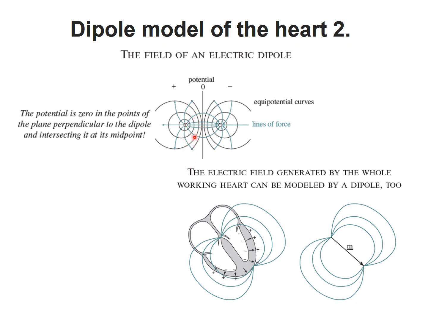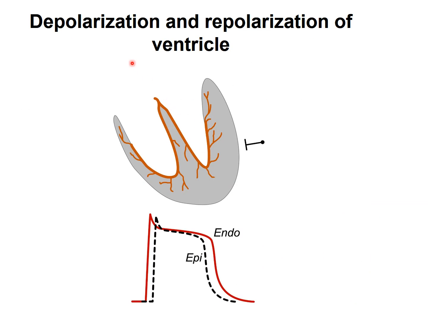Very similarly to this dipole model, the heart's electric activity can be modeled as well, and we can use these vectors as a dipole when the heart depolarizes. The depolarization and the repolarization of the ventricle. The depolarization of the ventricle starts in the endocardium and goes toward the epicardium. When we place an electrode on the surface of the epicardium, we record a very narrow and very fast positive deflection.